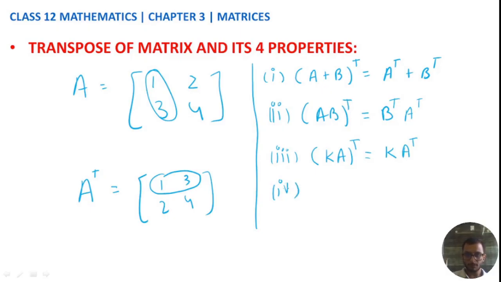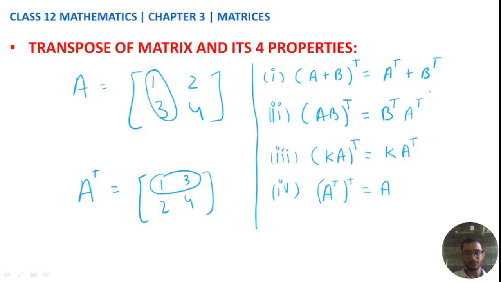And what is the fourth property? We are done with scalar. The fourth property is that if you take the transpose of a matrix and then again take the transpose of that matrix, you will get back your original matrix. Why? Because the first time you take the transpose, your rows change into columns and columns change into rows. And if you take the transpose again, the rows that were original come back, and the columns that were original come back. So this is the intuition behind this. Transpose of transpose of A is A.